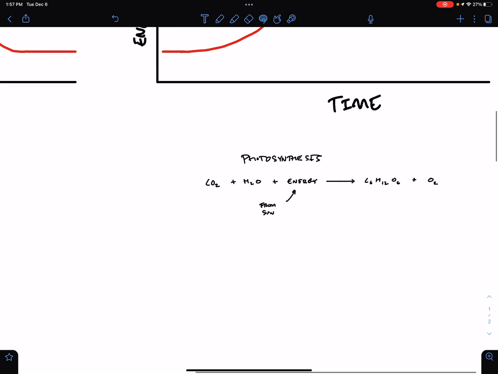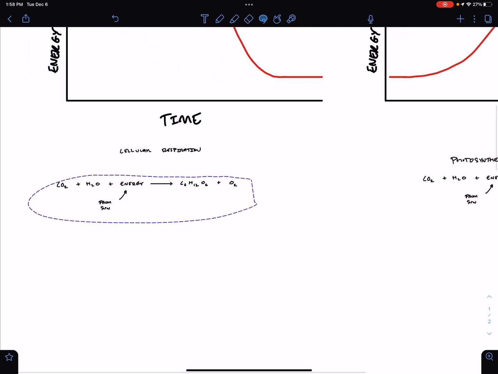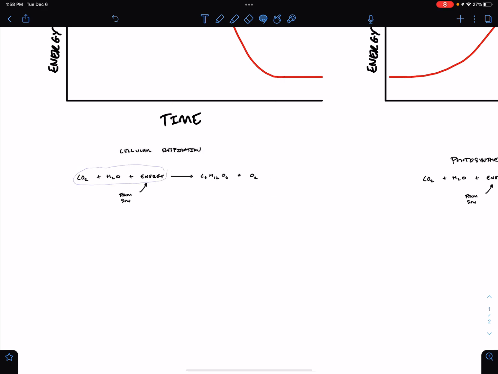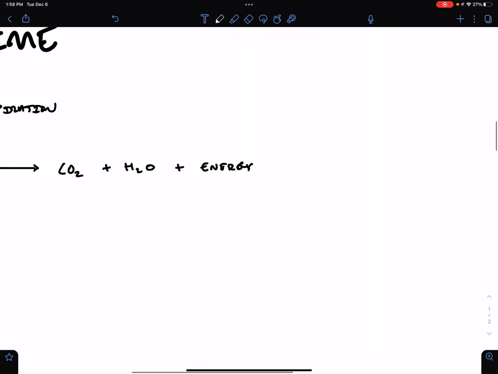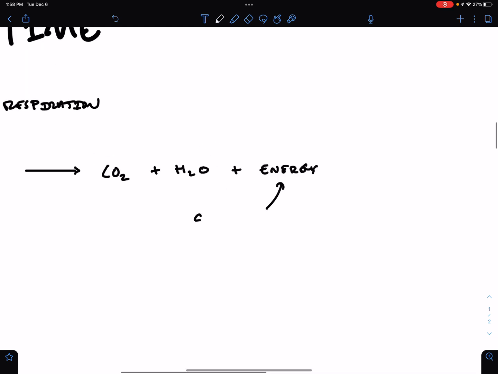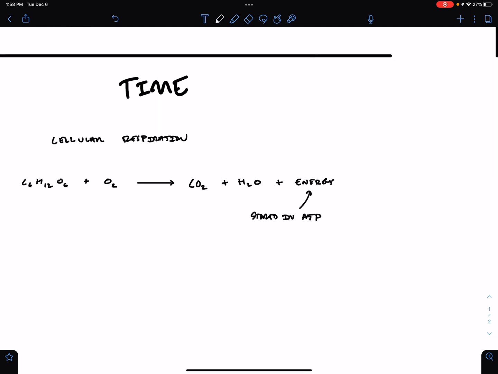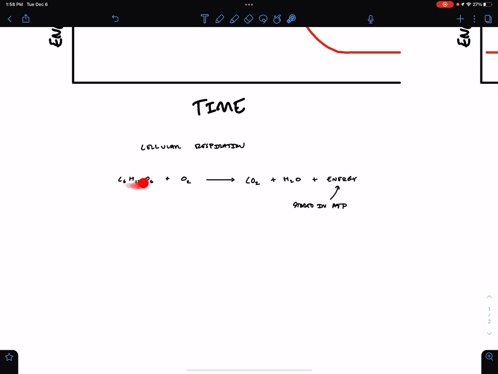And then we could take this exact same equation, just copy it and paste it, and then take our reactants and products and flip them, and then erase from the sun and write for cellular respiration. So cellular respiration breaks down glucose, it combusts glucose with oxygen to form CO2, water, and then releases energy, which is stored in the form of ATP.